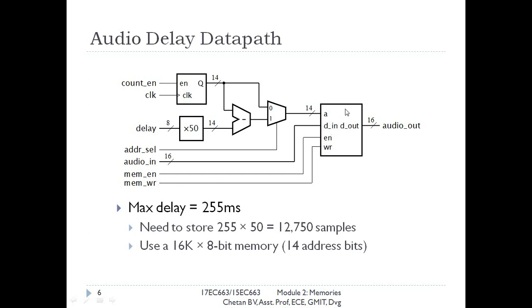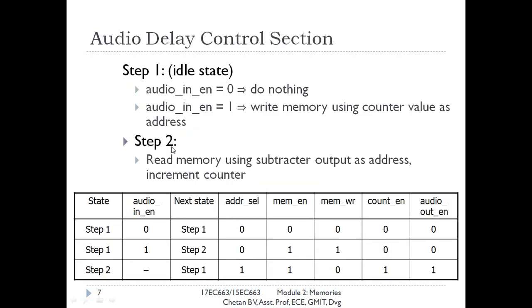The available data in the memory location will be fetched according to the address on this address line, and it will be made available at the output terminal, which is audio out. So in step 2, what we have to do is activate the audio out enable control signal. So this is the design of the FSM.